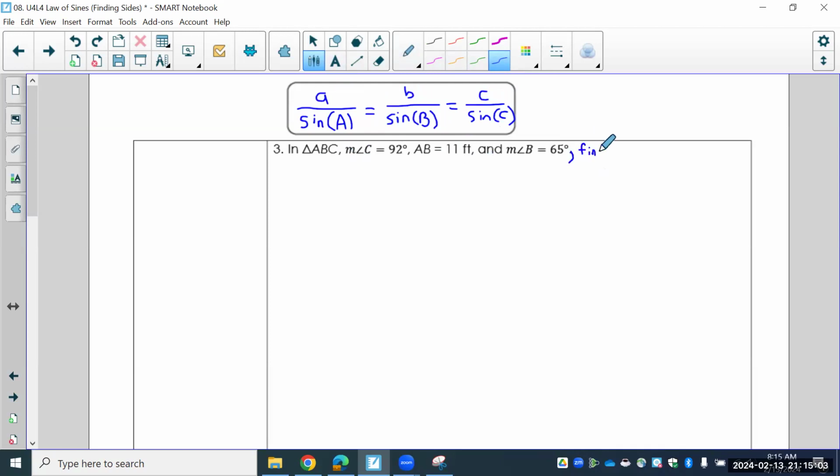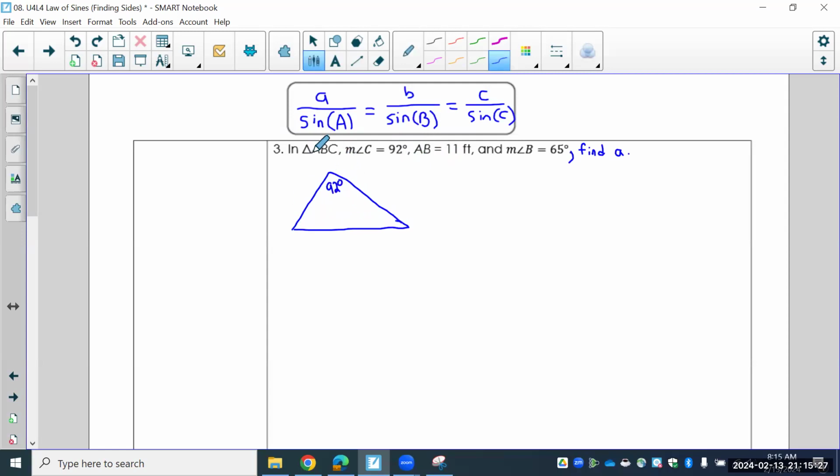And they might not even say side, they might just say find A, and you would know that that was side A because it was lowercase. So let's just start off by drawing a triangle. So here we go. I'm drawing a triangle. And let's just start with, where do you think I should put the 92 degrees? This is about 92-ish degrees. It would not make sense to put the 92 down there.